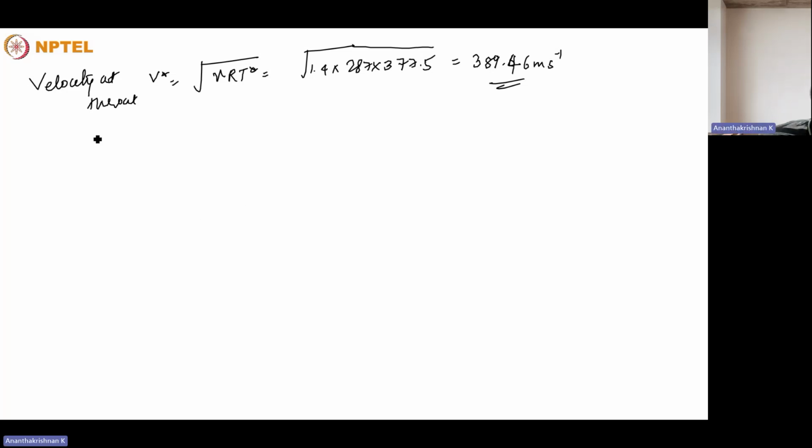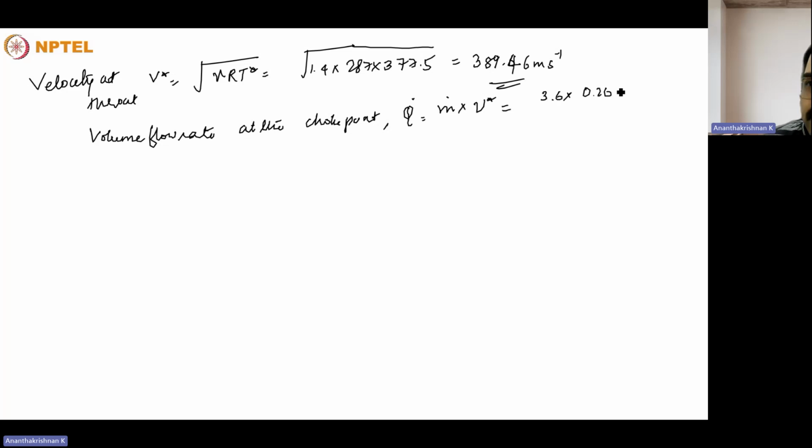So now we have to calculate the volume flow rate at the choke point. That will be equal to Q dot is equal to mass flow rate divided by density, or mass flow rate into specific volume at the throat point. That will be equal to, we know, 3.6 is the mass flow rate into 0.263. That will give us the volume flow rate, in terms of meter cube per second.